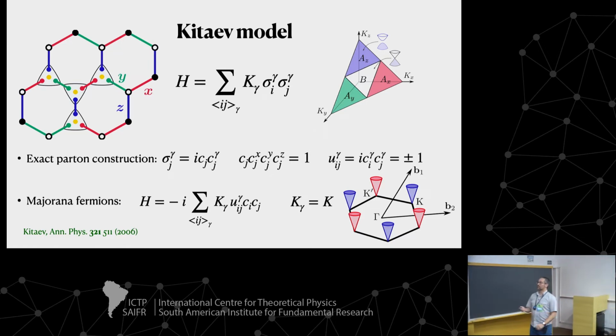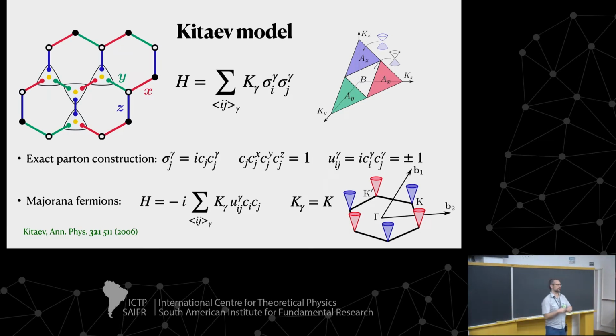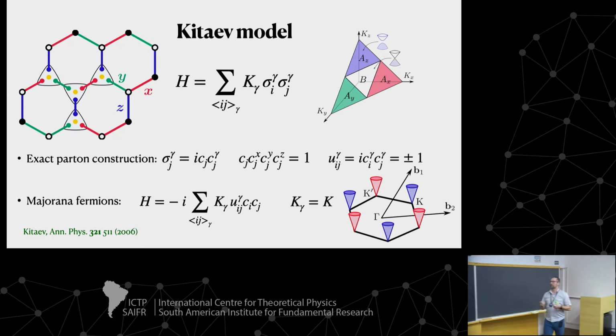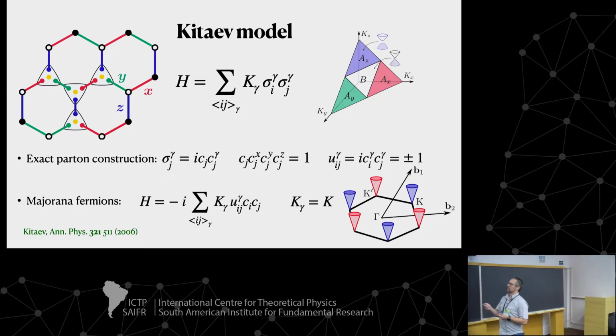And it's interesting because you have an exact solution. So you have a construction we should call parton constructions. Basically, you just break your spin into parts. So that's the name, parton construction. In this particular example, I'll just represent my spins in terms of Majorana fermions.